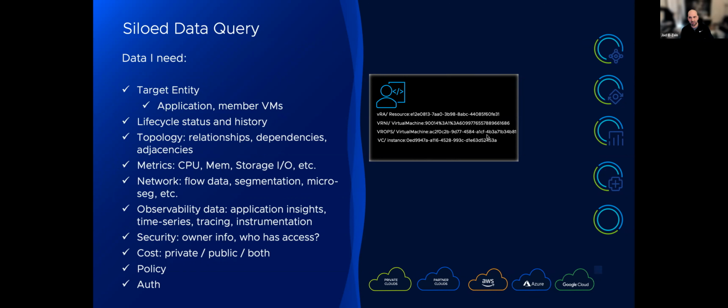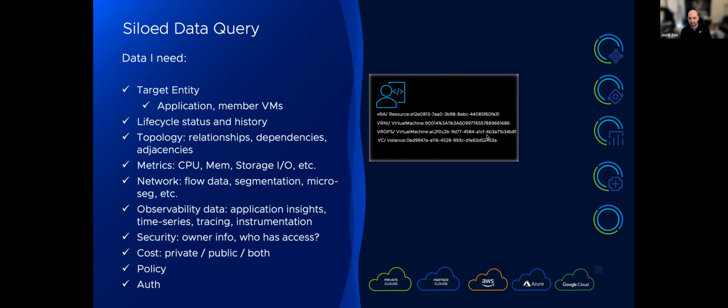Not just from the infrastructure, but also from the application. I need deep network visibility because InfoSec is really concerned about the flow data and wants to make sure that my microsegments are accurate and doing their job. Observability data for the application tooling and being able to look at things like tracing and application level metrics and KPIs. What about security? Everything from who has access to where it's published to whether it's a private or public IP.